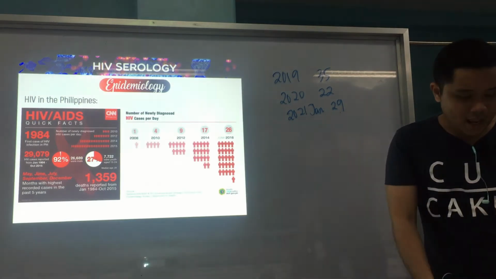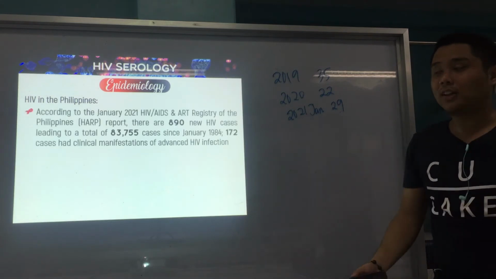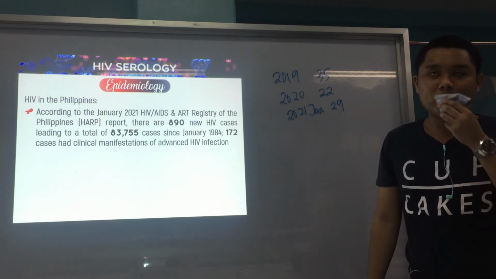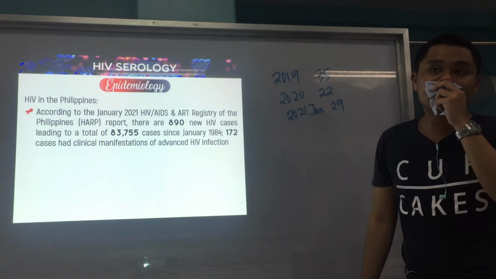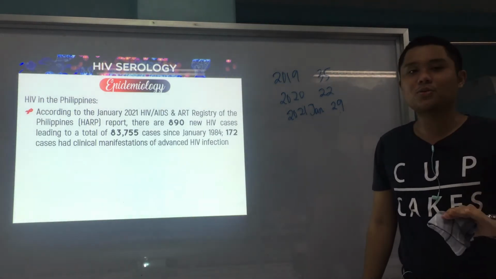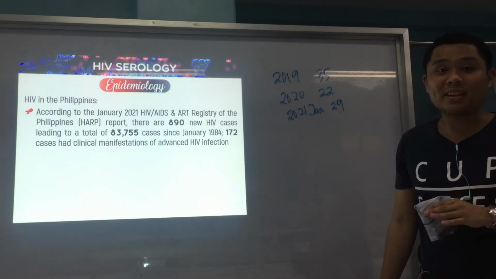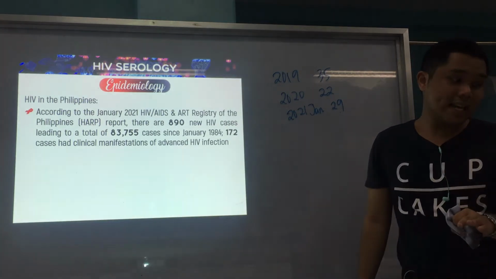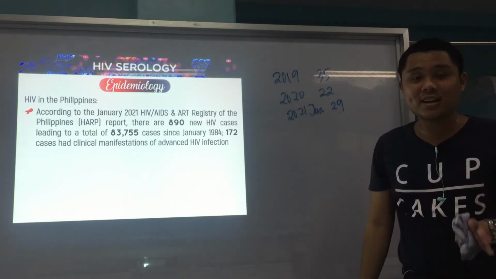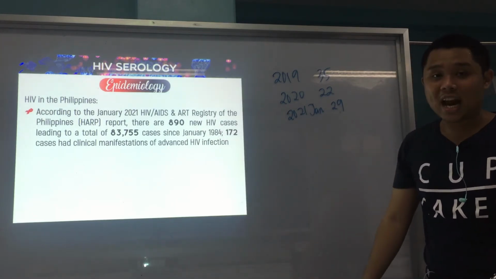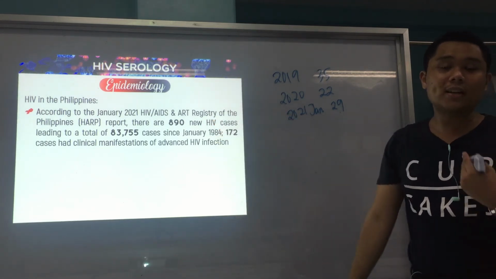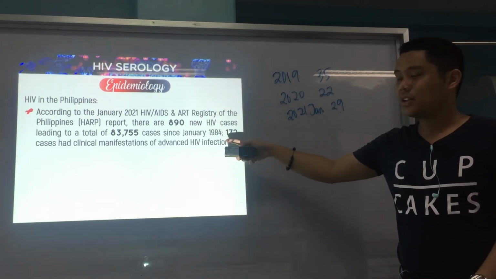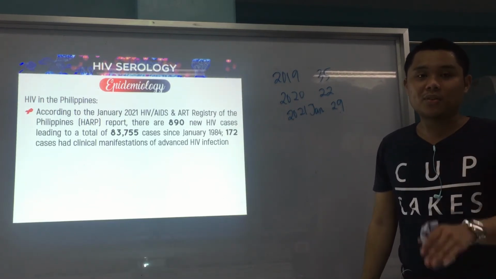And very recent, January 2021, according to the HIV AIDS and ART registry or HARP. This is a program of the DOH which gathers information every month on the statistics of HIV in the Philippines. Because again, it's one of the main pressing issues. The Philippines is one of the countries in Southeast Asia with rising cases of HIV. That's very alarming. It should be addressed. According to this, there are about 890 new HIV cases recorded only for January 2021, which makes a total of 83,000 cases in the Philippines since January 1984, the year the first case in the Philippines was recorded.